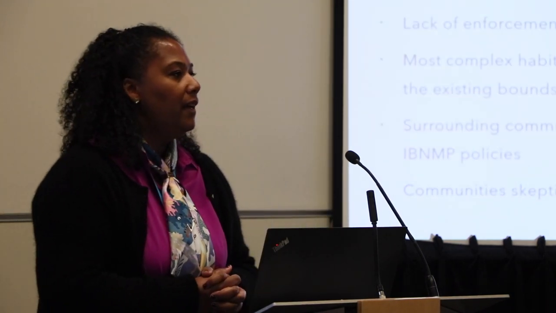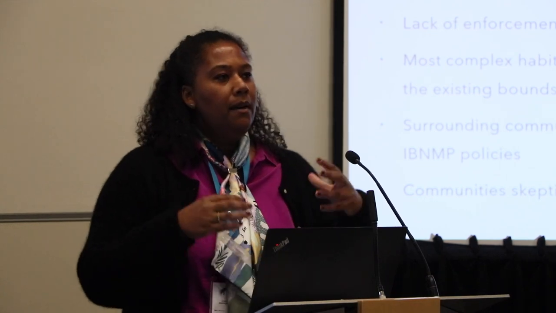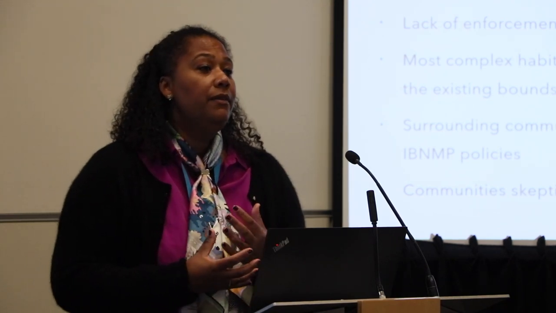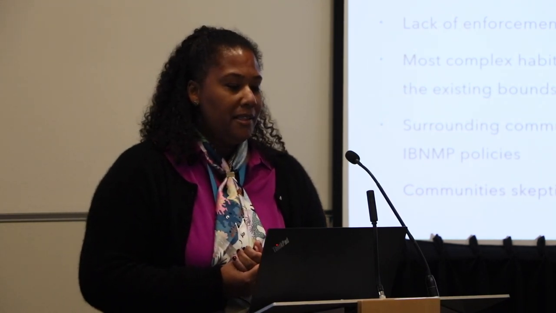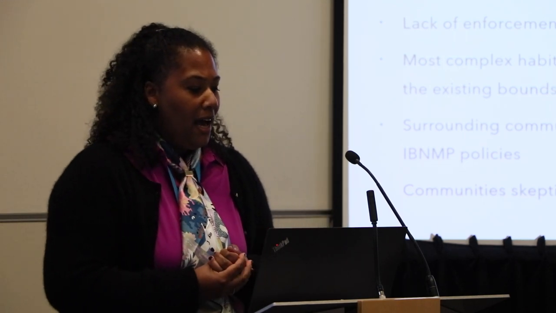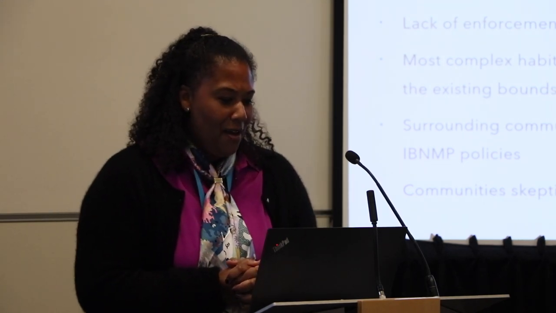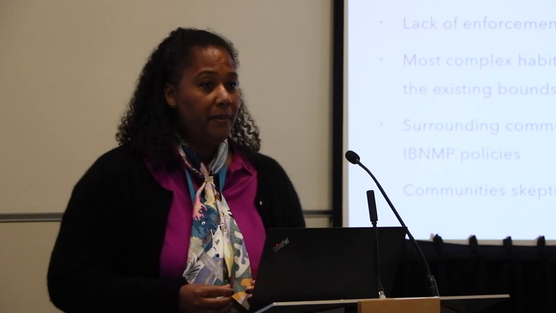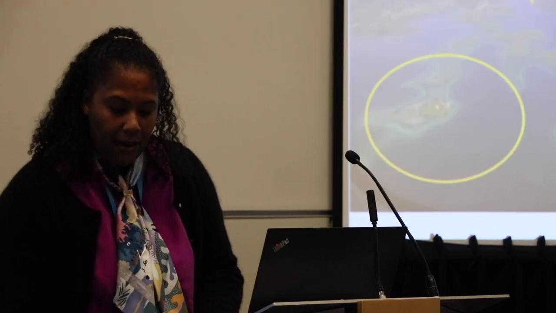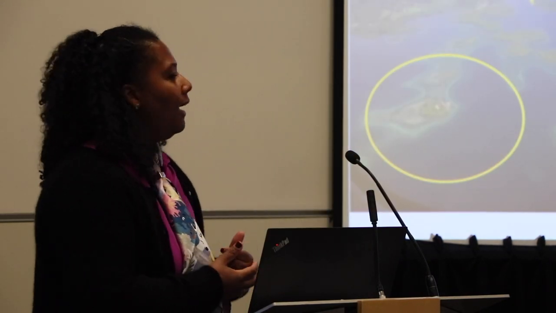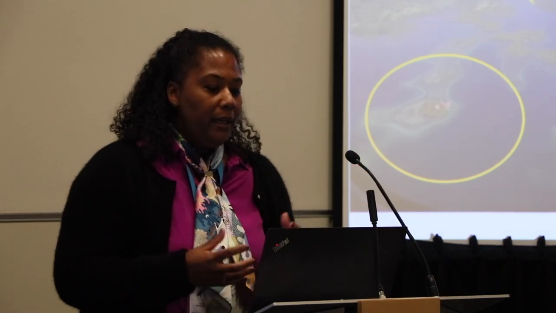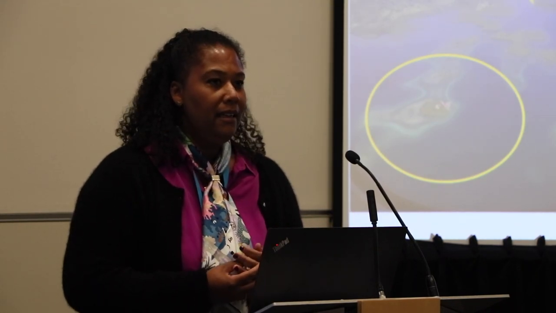From what? We have unregulated tourism and development, major mangrove habitat loss. We have a lack of enforcement of the marine protected area, essentially rendering it as a paper park. We have surrounding communities that are not well informed of policies, and we have communities that are skeptical of government entities. So recently, I was flying out of Bocas, and I saw this. How on earth is it possible that close to the marine protected area, it's not technically within it, we are allowing this level of development to occur? What is happening? Mangroves are protected, and yet here we are.